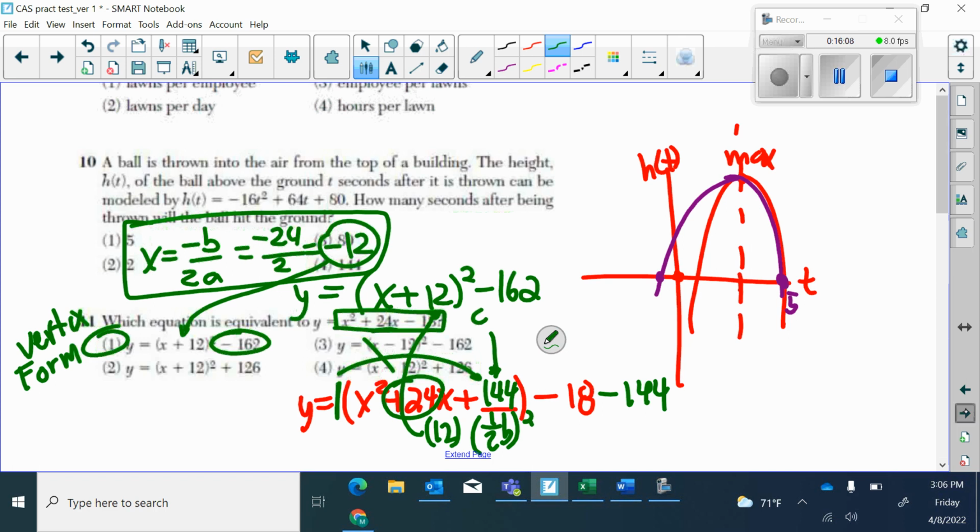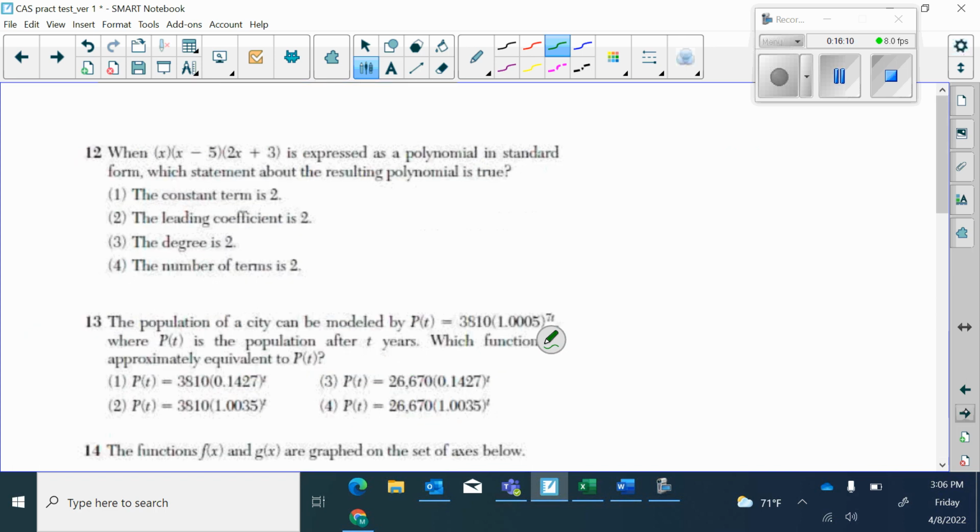All right, next, 12. This is when it's expressed in standard form. Remember, standard form, ax squared plus bx plus c equals 0, or equals the y coordinate, or f of x. Which statement is true about the resulting polynomial? Well, if I multiply that times that times that, that's going to give me the leading coefficient, and that's going to give me 2x cubed.